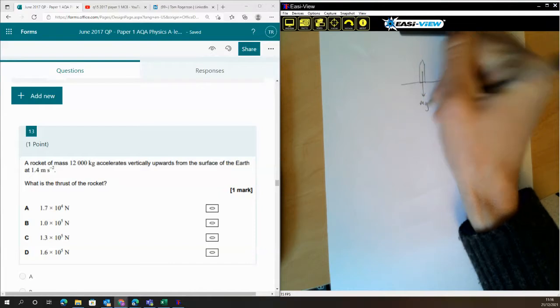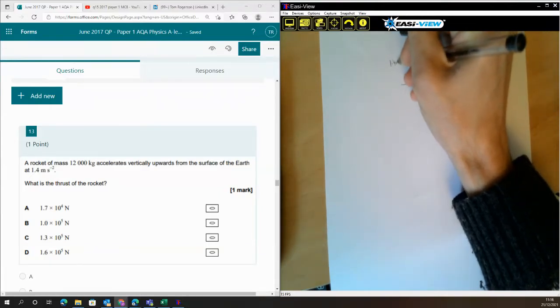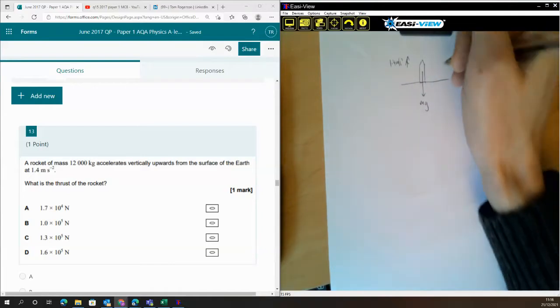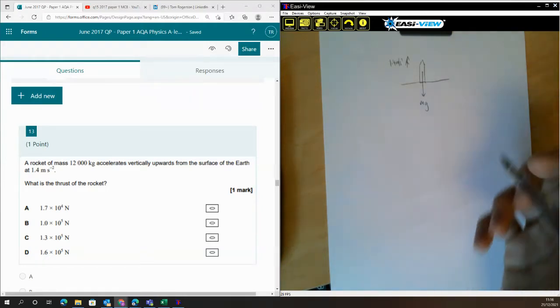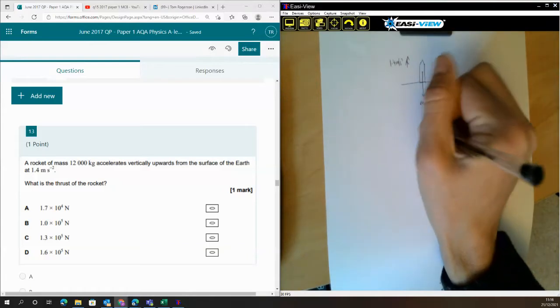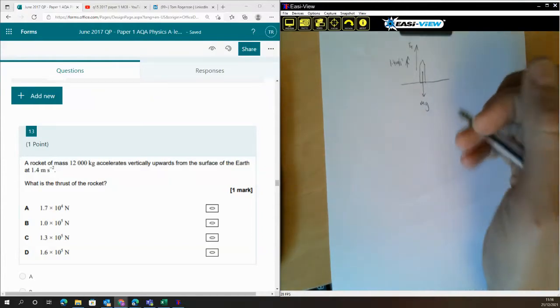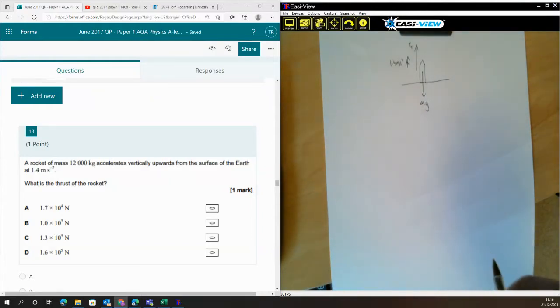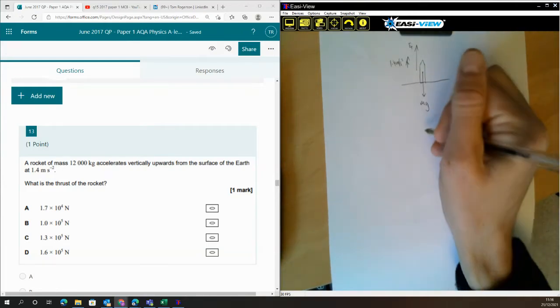So we've got force downwards mg, and then we've got this acceleration upwards of 1.4 meters per second squared. So the thrust force must counteract the weight and then provide the remaining force to give it the acceleration upwards. So the force upwards due to the thrust, I'll call Ft, and that must be bigger than the weight and give you this resultant force. We can work out what the weight is, we can work out what the resultant force is.